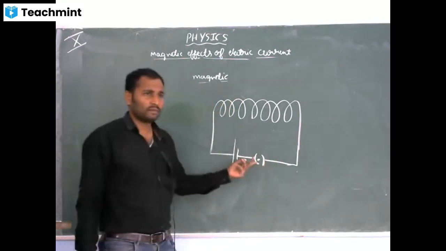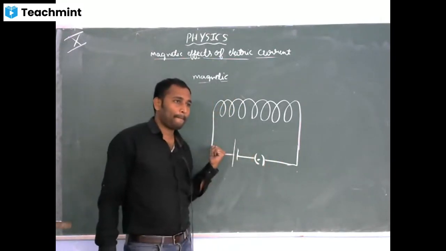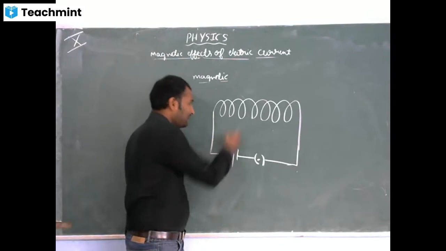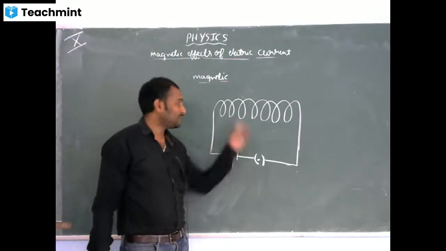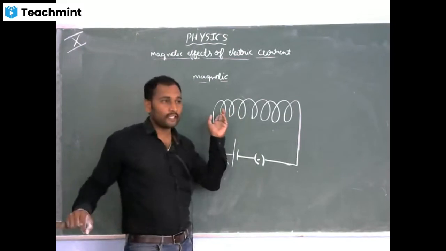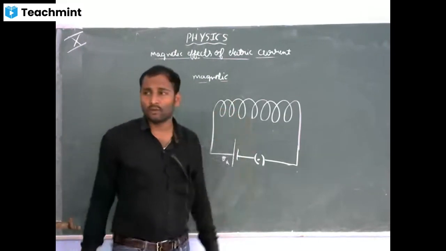What is this? Plug key. Battery. Coil, a circular coil which is wound in the form of a cylinder. It is insulated.